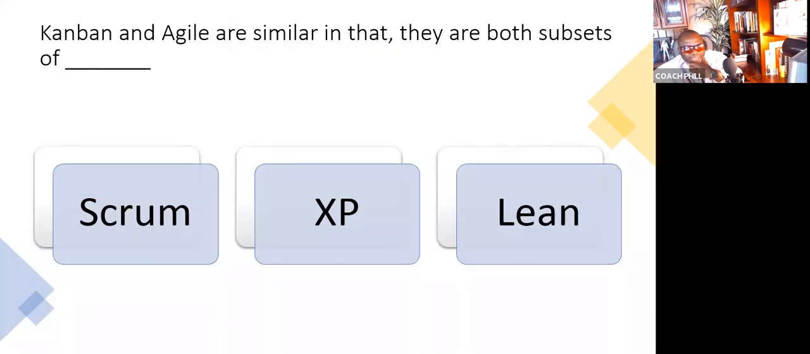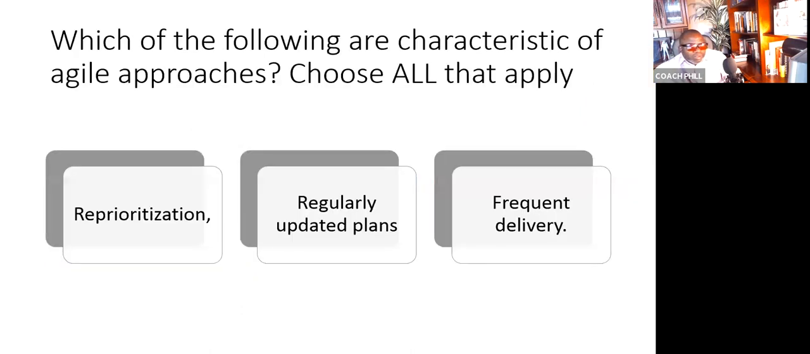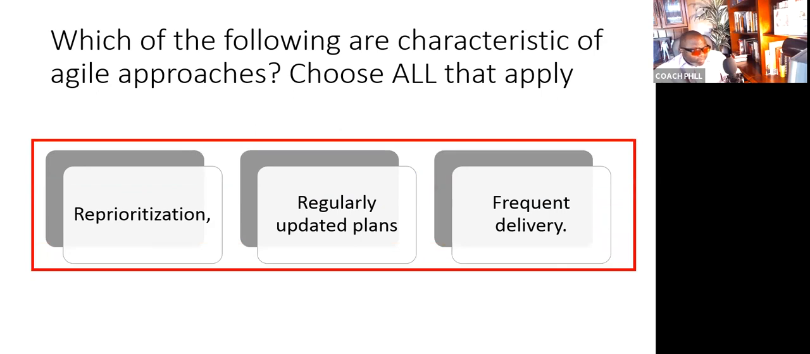Kanban and Agile are similar in that they are both subsets of what? The answer is lean. This is explained in the Agile Practice Guide. Next question. Which of the following are characteristics of Agile approaches? Choose all that apply. The answer is all of them. Reprioritization, regularly updated plans, and frequent delivery.